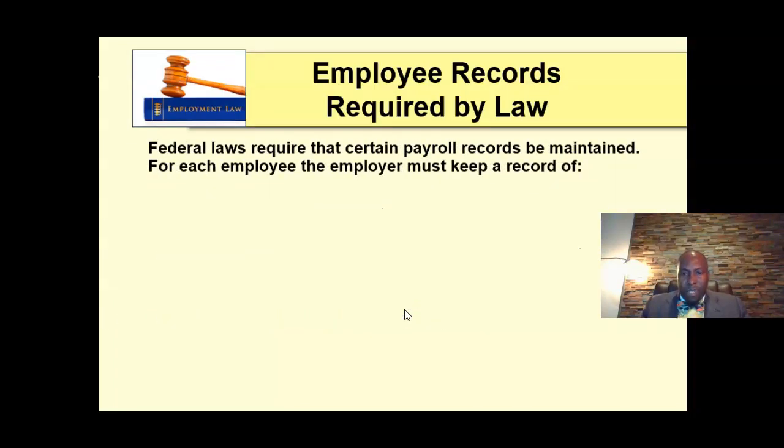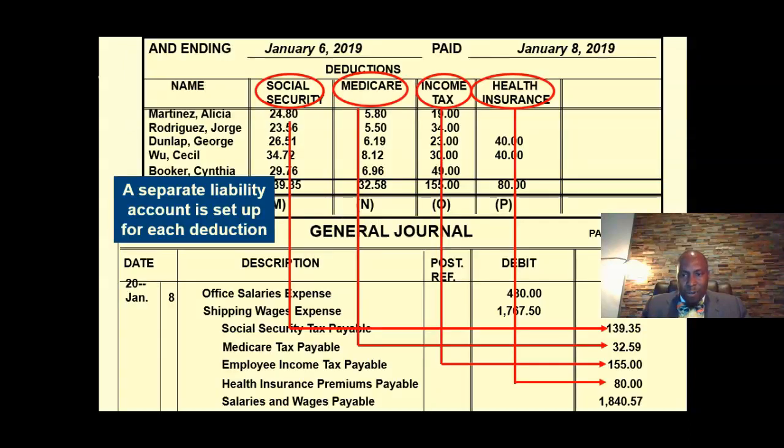And it appears that I did not show it on my slideshow. Oops, but I can tell you. So when I paid the employees on the 8th of January, I missed that transaction. You're going to debit salaries and wages payable, which is your liability account, and you're going to credit your cash account.